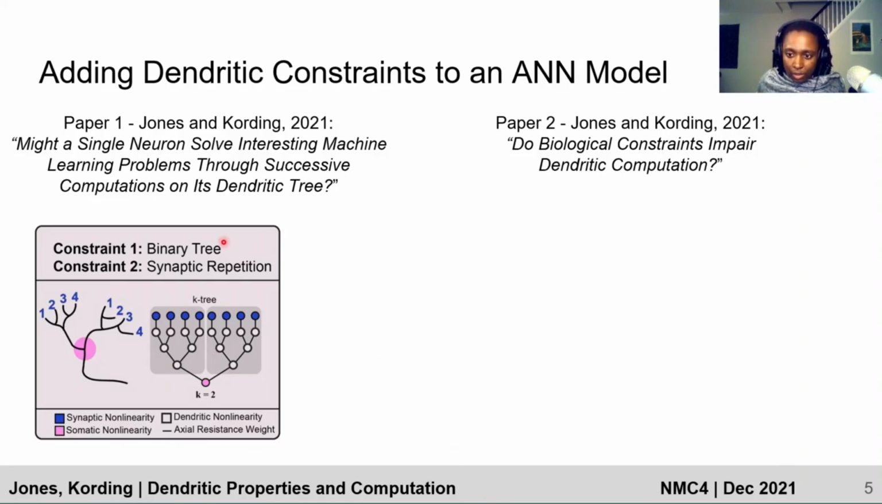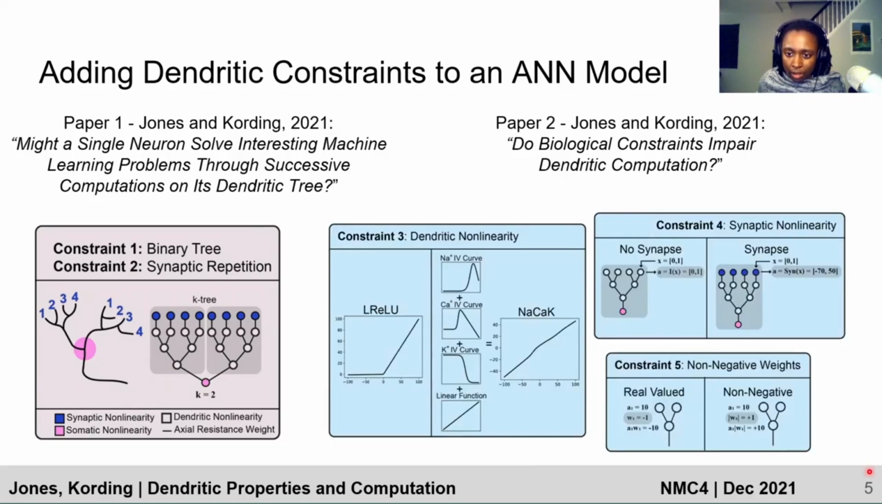Secondly, individual presynaptic neurons have been observed to synapse multiple times onto the dendritic tree of a single postsynaptic neuron, introducing synaptic repetition. We impose a strict form of that synaptic repetition into our model as well. Thirdly, in the second paper, we replace the leaky ReLU activation function with a voltage-gated ion channel-inspired dendritic nonlinearity.